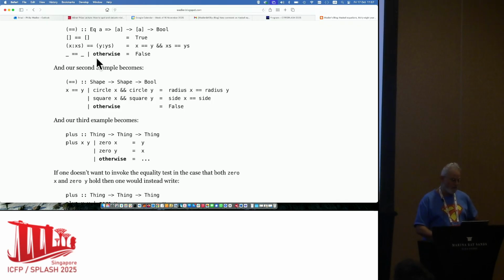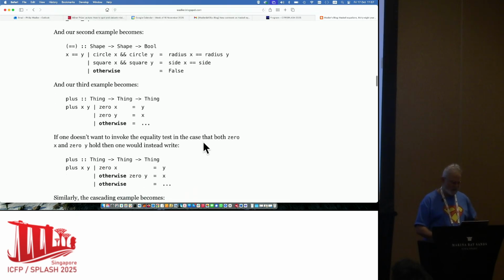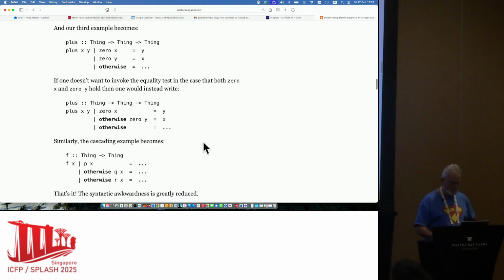So now we would just write equality like this, with bar otherwise at the end, and the square example is very similar. And the plus example now is very similar. If you wanted to get back the old behavior, then you would say otherwise and follow it with a condition. That would be okay.